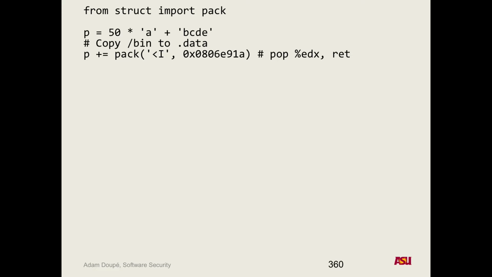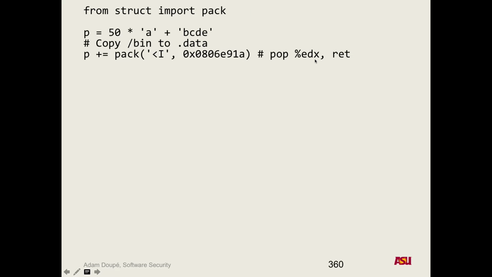So we're going to build up our ROP payload. This is how you use the pack function. I honestly can't remember, the first parameter is a format parameter. It allows you to specify different formats. I think it's the angle bracket that tells it little endian, and then the I tells it that it's 32-bit, like 4 bytes. So it's going to turn this integer into 4 bytes for us. So this is going to be 0806E91A. We're going to pop EDX and then return.